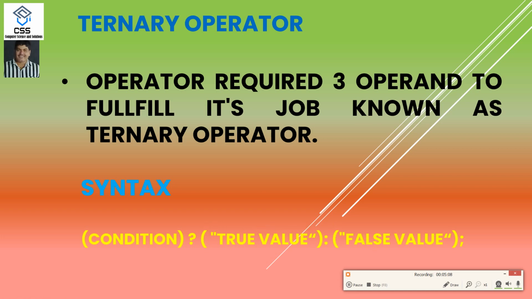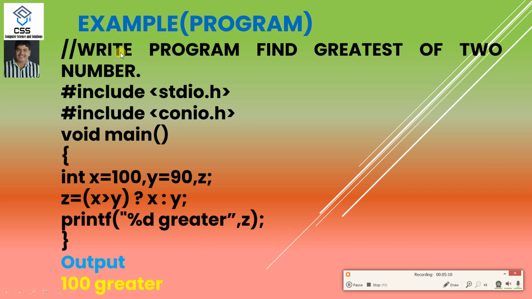We have to evaluate this with the help of an example. Now we have taken here, we have to find the greatest of two numbers. I have taken an x value and a y value. Now the condition given is x greater than y. Is x greater than y? Yes, it is true. X is greater than y, hence x will be returned. X will be stored inside the variable z. Then if I assess z, the value will be 100.